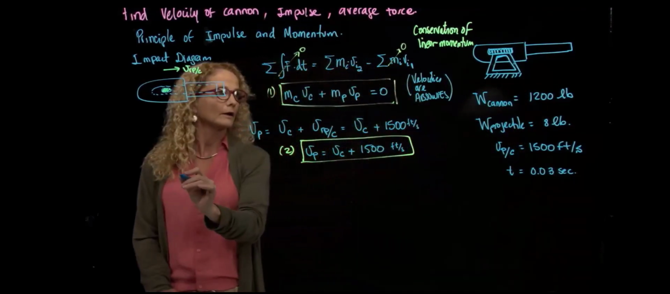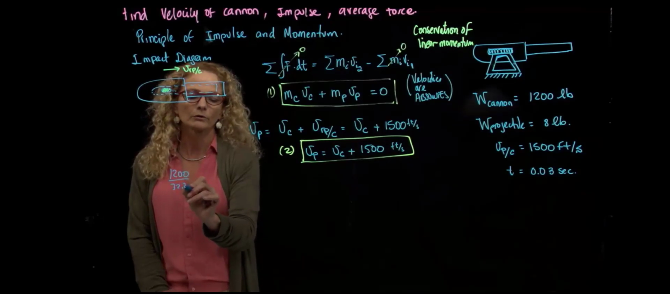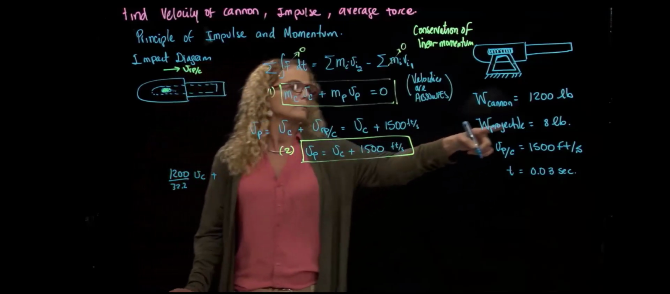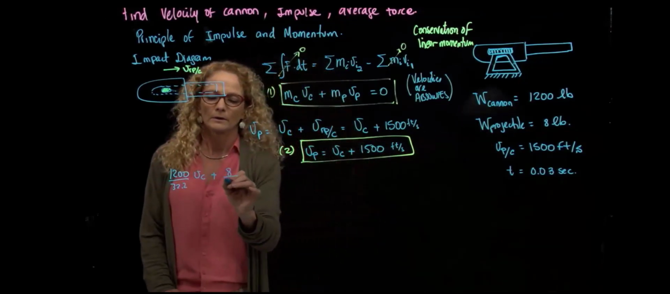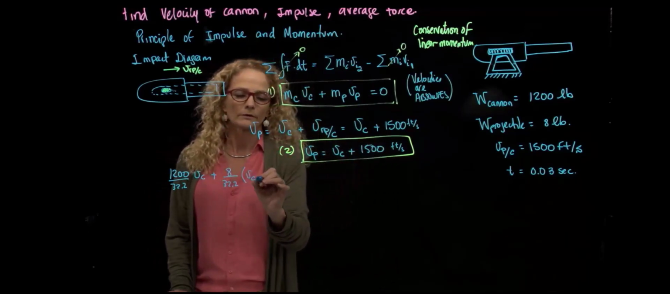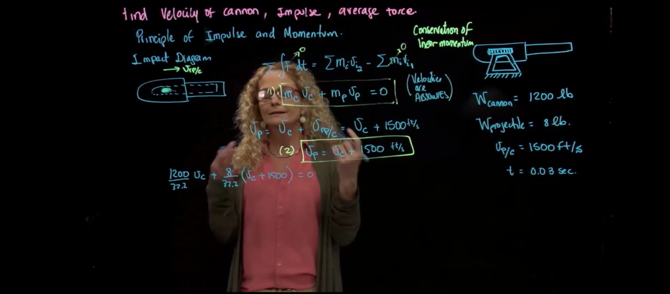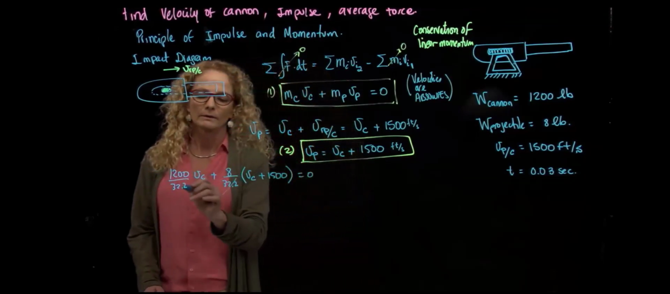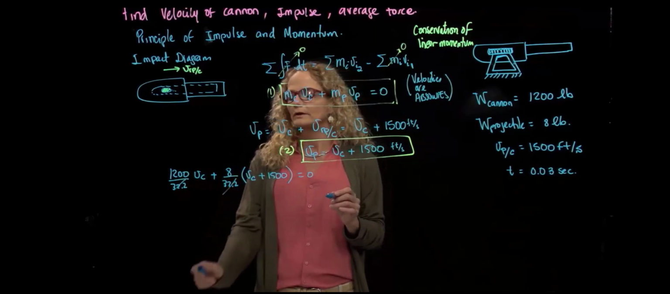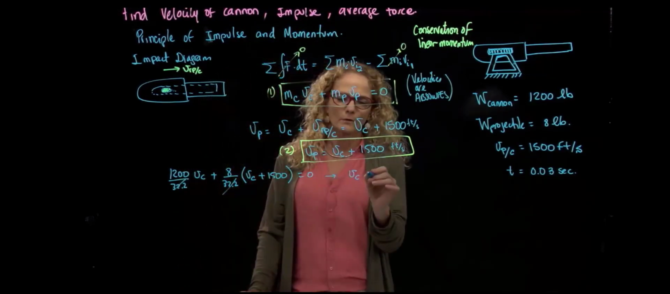So the mass of the cannon will be 1200 divided by 32.2 times the velocity of the cannon plus the weight of the projectile, 32.2 times velocity of c plus 1500, and that equals 0. In this case, we can cancel out that gravity because we only have two elements and both are divided by the same number, and from here we can solve for c, right?